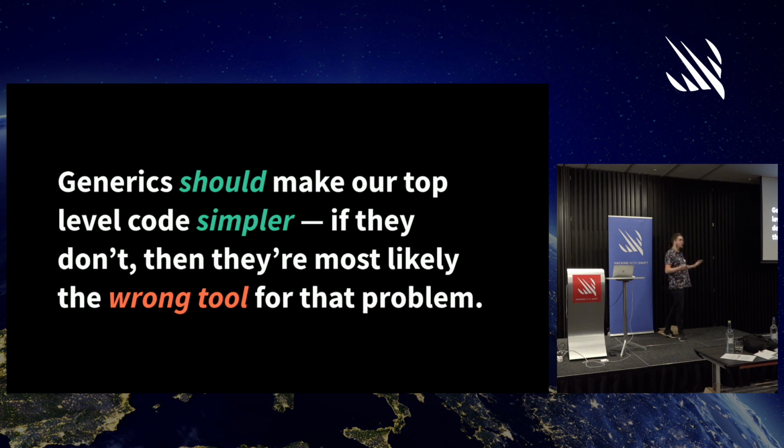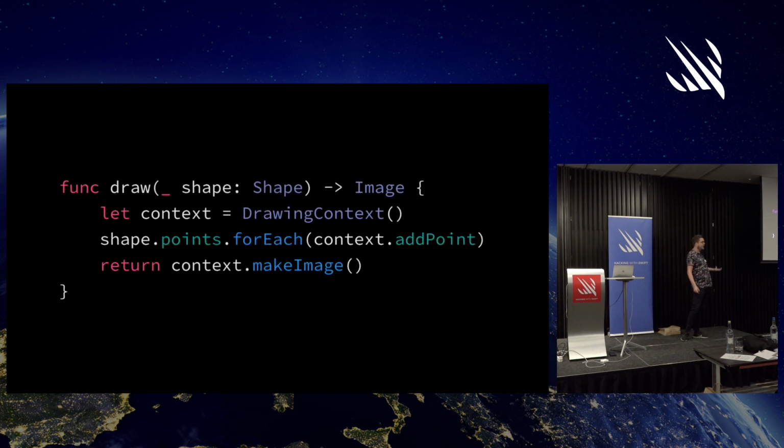So we might have a function called draw. And this function here accepts a shape, so we pass a shape into it, and we're going to get an image back. And to do that, we create a drawing context, and then for each point in our shape, we add that to the context. And then finally, we return the result of making an image out of our context. So this is a really simple and nice function. It just has 3 lines of body. It's quite easy to understand. But then we start iterating on our app, and we want to add more features.